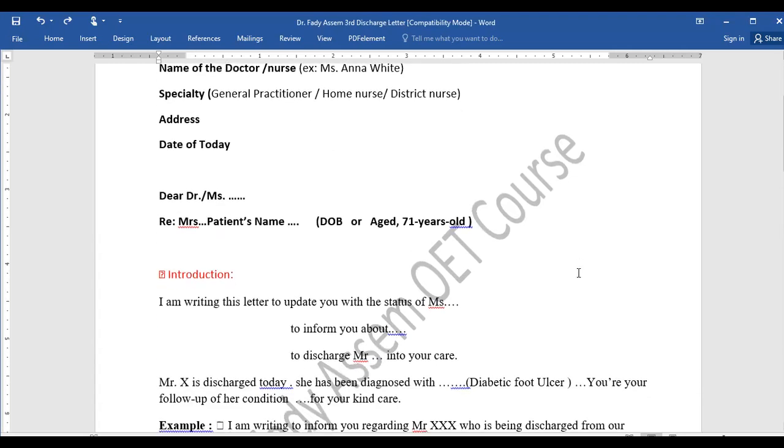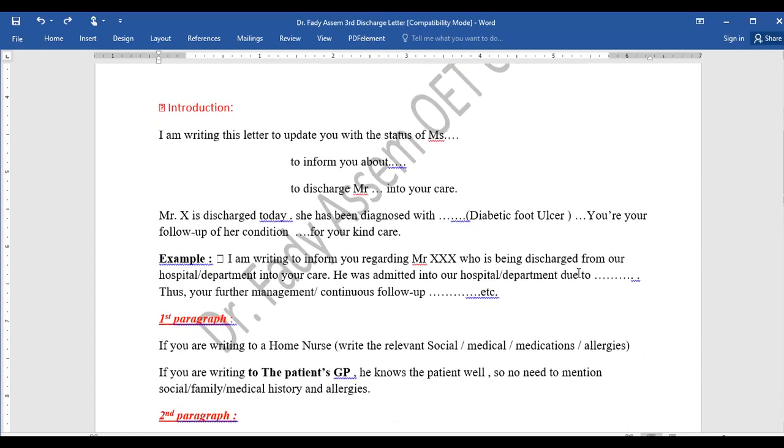Then we move to the introduction. In the introduction, we should clarify that this patient will be discharged. In most cases, the patient has already been diagnosed with a condition or disease, and he has been managed in the hospital, and you are now discharging him. So you need to clarify this in the introduction, and you need to give a hint about the general plan of management for this patient.